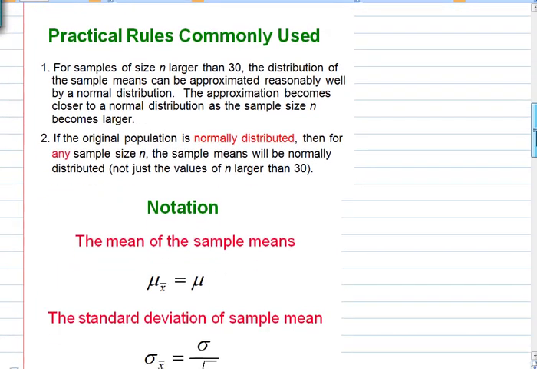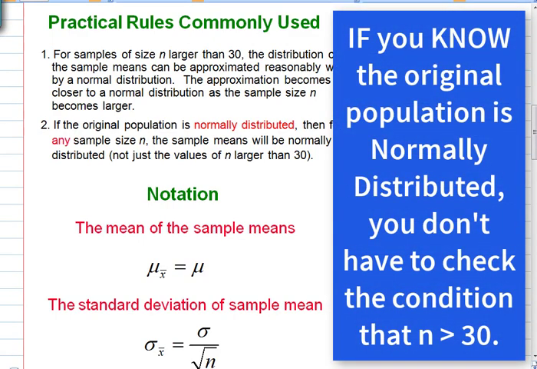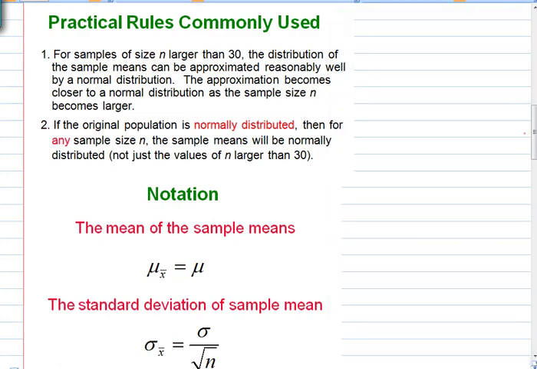Some practical rules that are commonly used. For samples of size n larger than 30, the distribution of the sample means can be approximated reasonably well by a normal distribution. The approximation becomes closer to a normal distribution as the sample size gets larger. The larger the sample, the more normal the distribution. However, if your original data comes from a normal distribution and you know already it's a normal distribution, you don't have to have 30. You can get by with fewer than 30 samples. Well, that's what number 2 says. If the original population is normally distributed, then for any sample size n, the sample means will be normally distributed, not just the values for your sample size larger than 30.